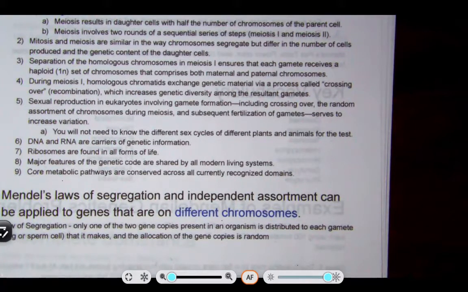You will not need to know the different sex cycles of plants and animals. Thank goodness, because plant sex cycles are ridiculous. And I think I had to memorize them for AP Bio when I was a senior, and they were not fun.